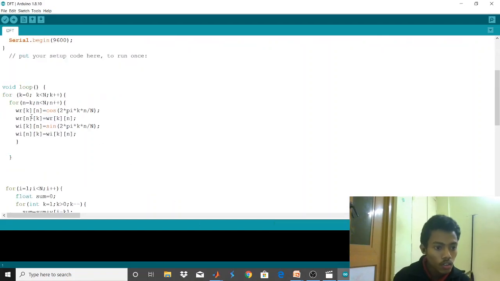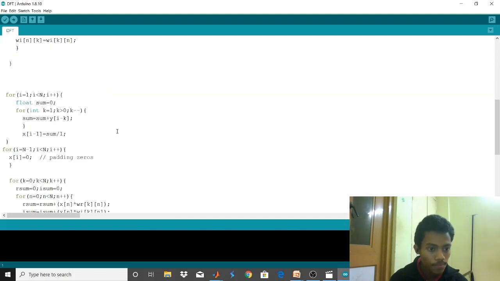So here I am calculating the W real terms, cos of 2 pi into k into n. I am running k from 0 to n minus 1 and n from k to n, because, as I mentioned earlier, my W matrix is symmetric with respect to the diagonal. So I can just replace W of k n with W of n k. Similarly for the imaginary part.